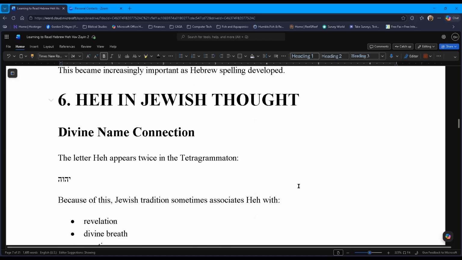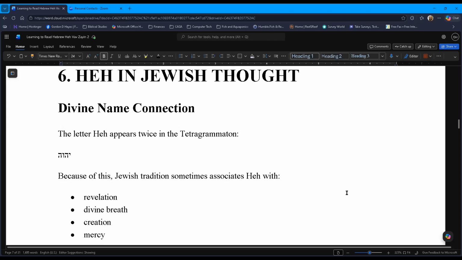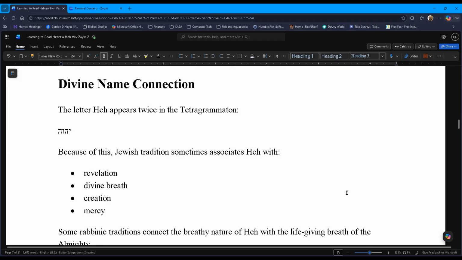So looking at hey in Jewish thought, there's a divine name connection. The letter he appears twice in the Tetragrammaton, Yud he, Vav he. Because of this, Jewish tradition sometimes associates the he with revelation, divine breath, creation, and mercy. It's the voice of the Creator coming out and revealing to us, putting the divine breath within us, creating and speaking mercy to us. Some rabbinic traditions connect the breathy nature of he with the life-giving breath of the Almighty.